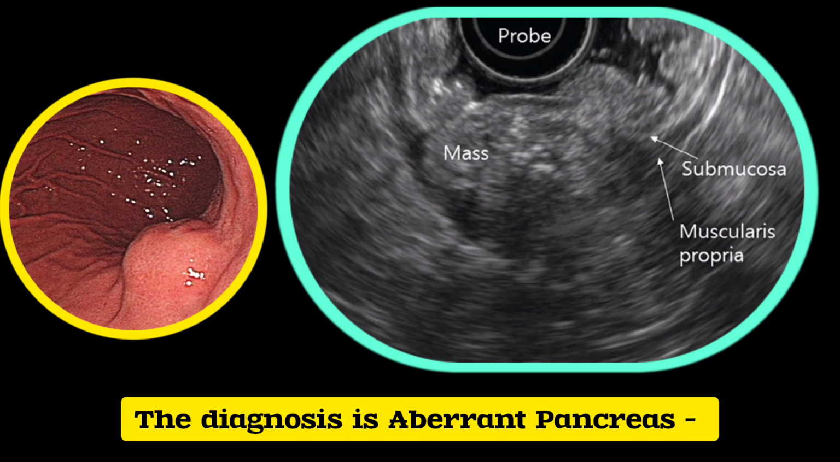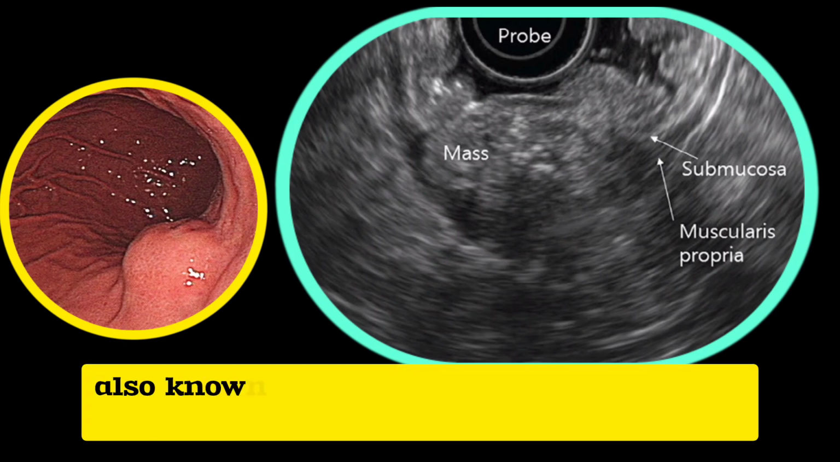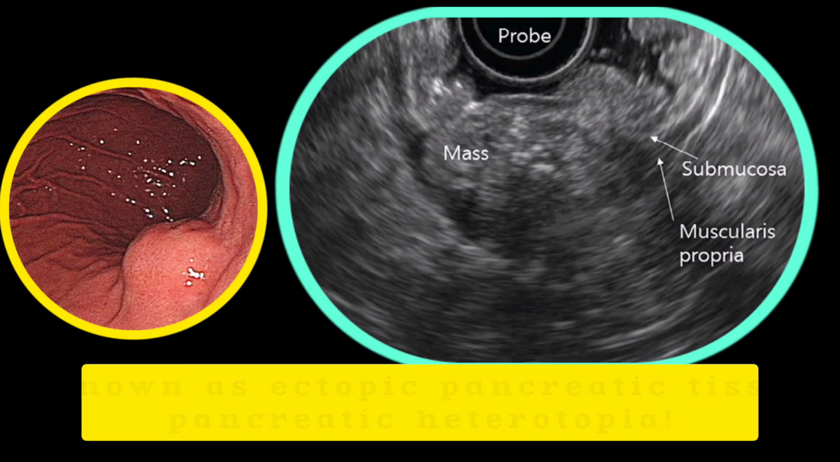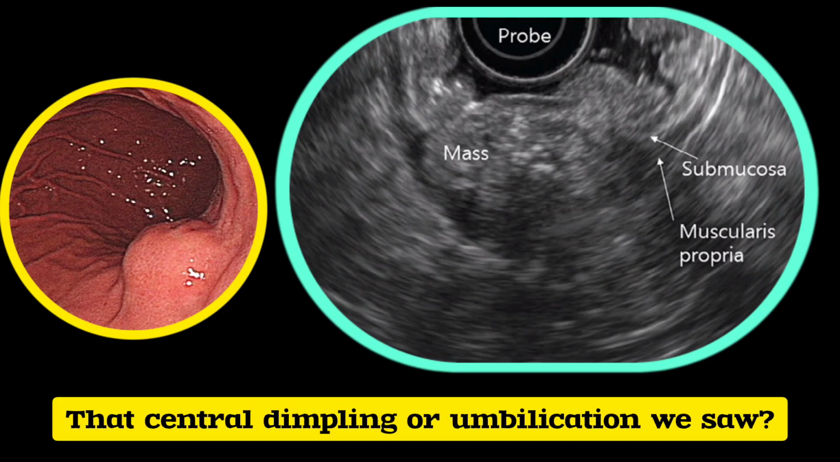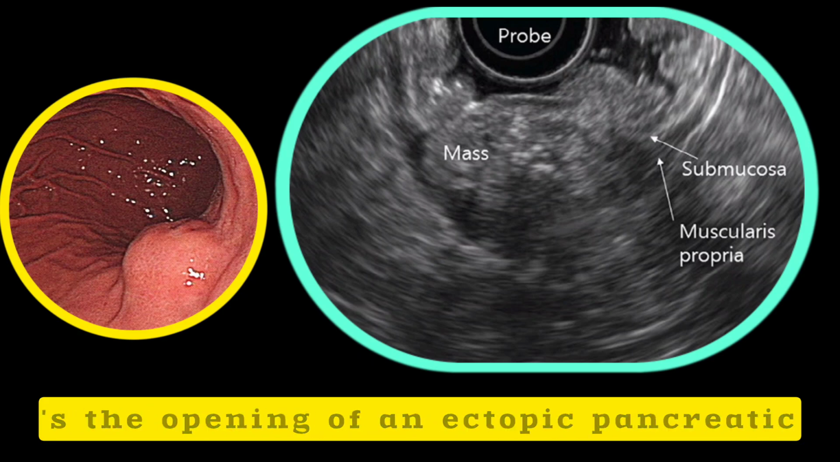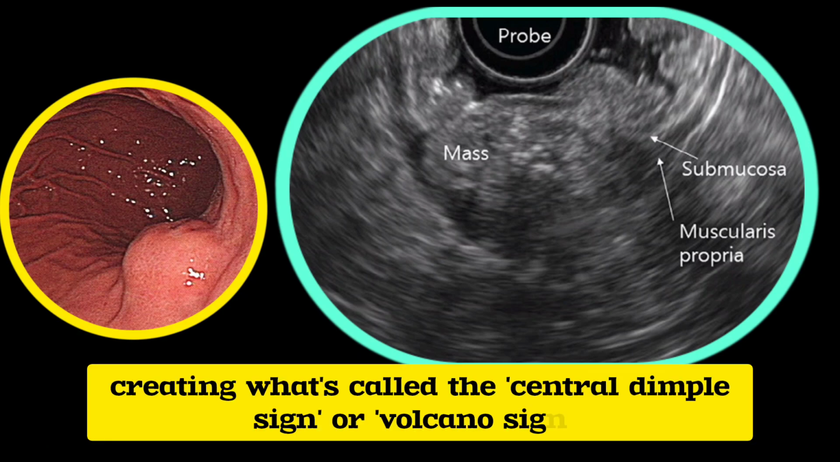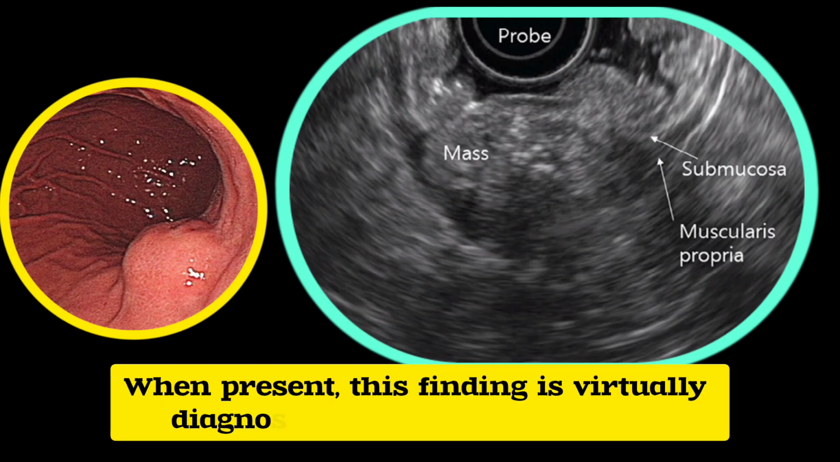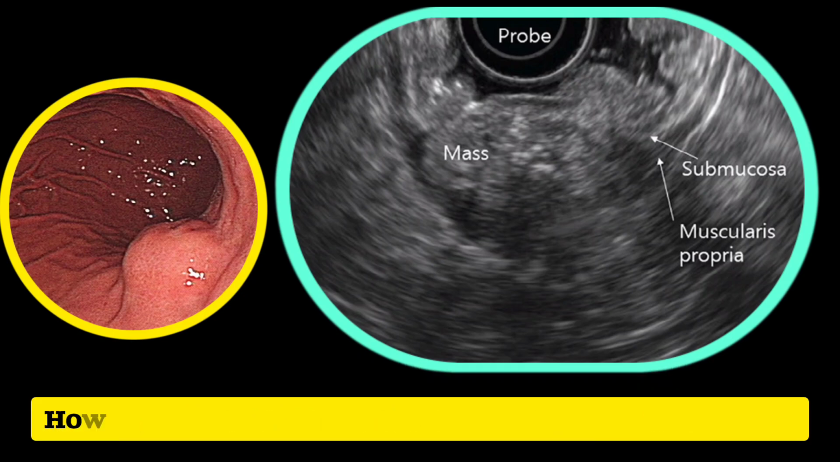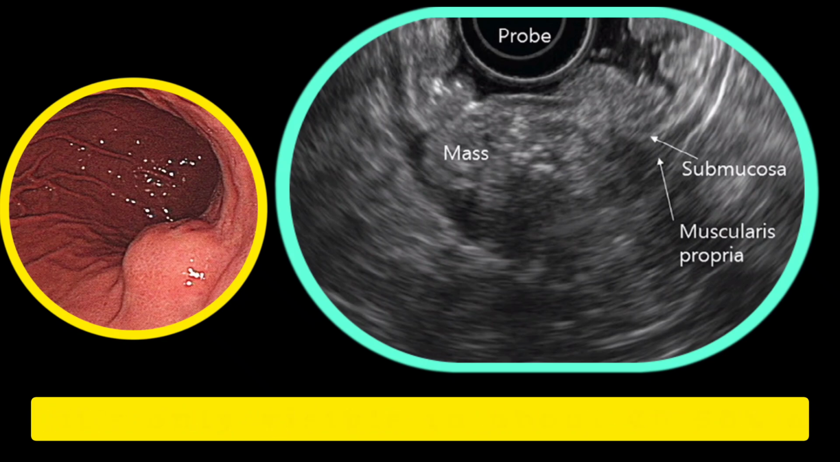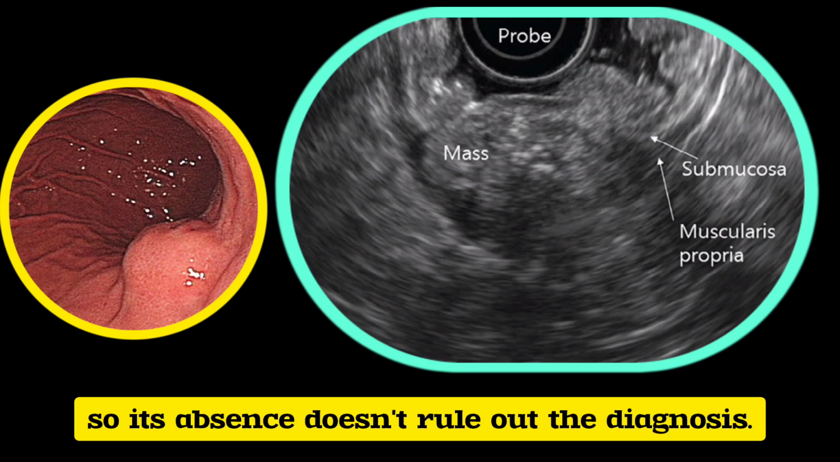The diagnosis is aberrant pancreas, also known as ectopic pancreatic tissue or pancreatic heterotopia. That central dimpling or umbilication we saw, that's the opening of an ectopic pancreatic duct, creating what's called the central dimple sign or volcano sign. When present, this finding is virtually diagnostic of aberrant pancreas. However, it's only visible in about 40 to 50% of cases, so its absence doesn't rule out the diagnosis.